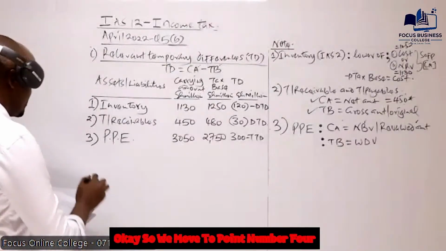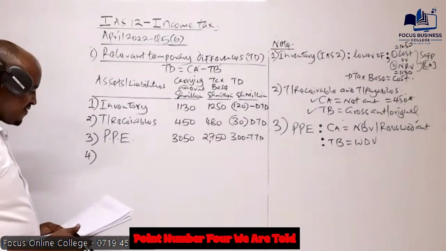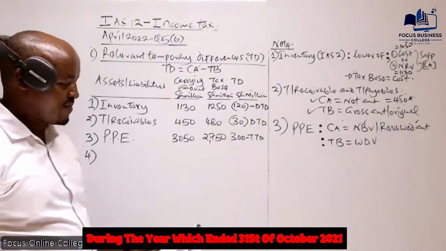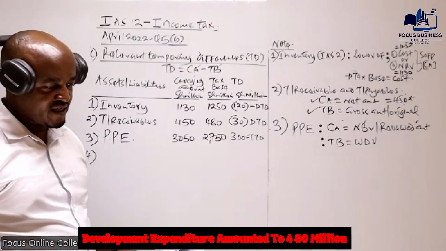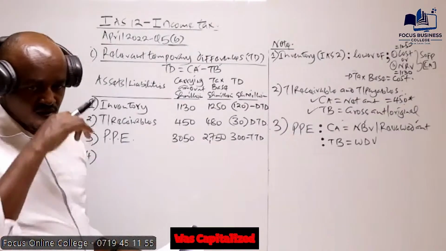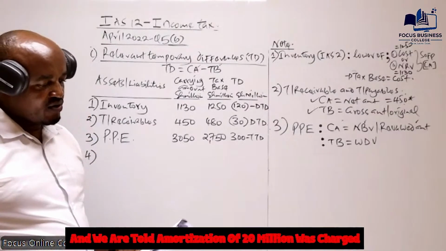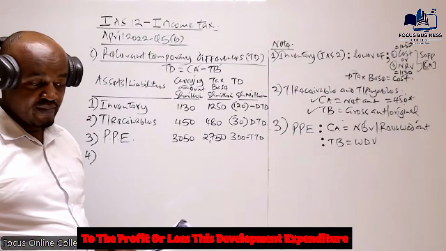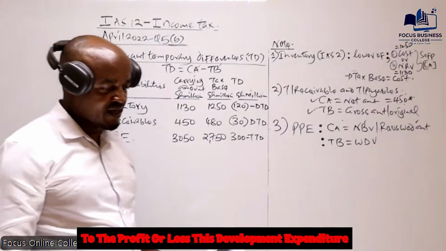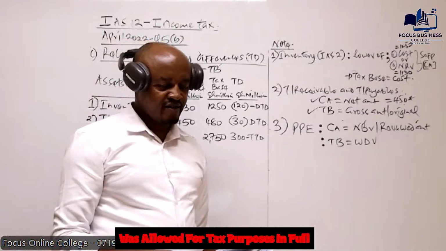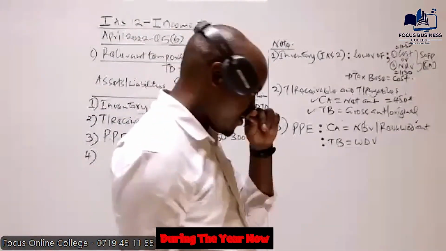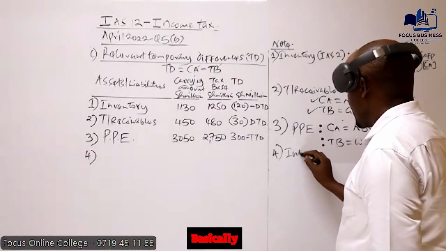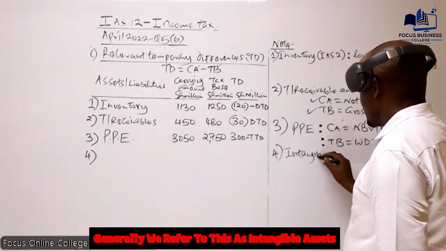Okay, so we move to point number 4. Point number 4, we are told during the year which ended 31st of October 2021, development expenditure amounted to 480 million, was capitalized, and we are told amortization of 20 million was charged to profit or loss. This development expenditure was allowed for tax purpose in full during the year. Now, let me also give a note for that. Basically, generally, we refer to this as intangible assets.